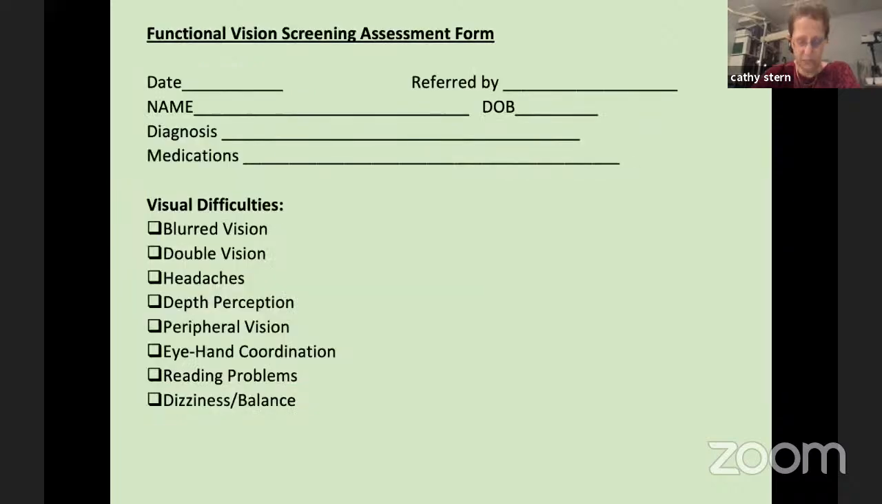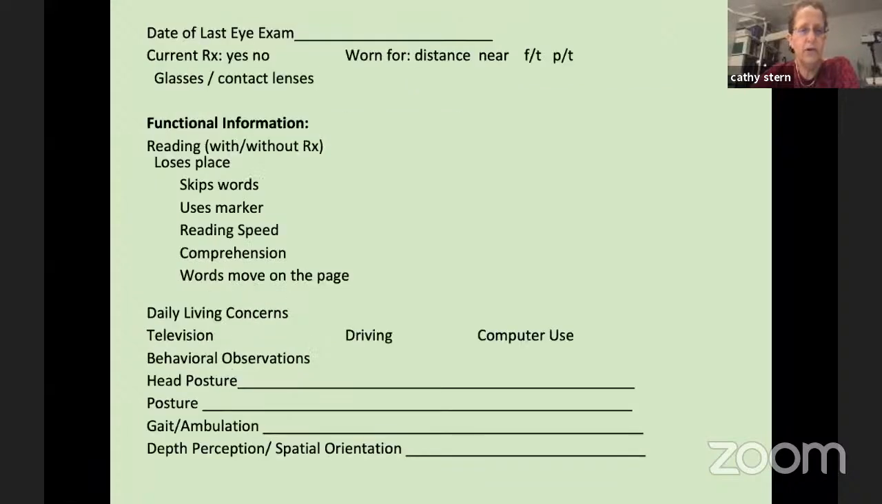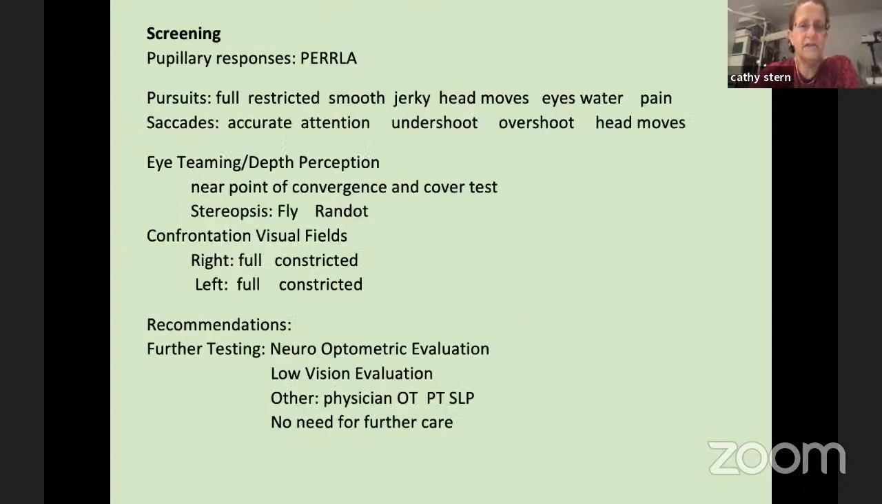So this again is more for you. It is if you want to create a vision screening assessment form, maybe something that you give to other professionals to use. This is just something that I've used, and I'm just going to run through it here. We put all these different things that they can fill in, and then ask them to do some of the screening, like the pursuits and saccades, and maybe some type of near point of convergence, possibly stereo, and then maybe a short confrontation visual field.